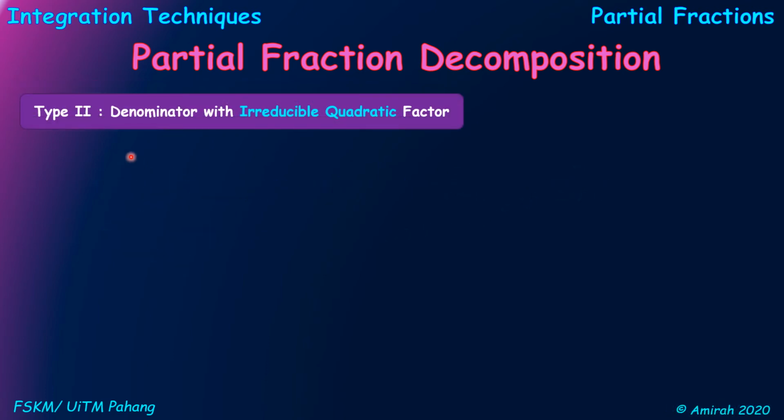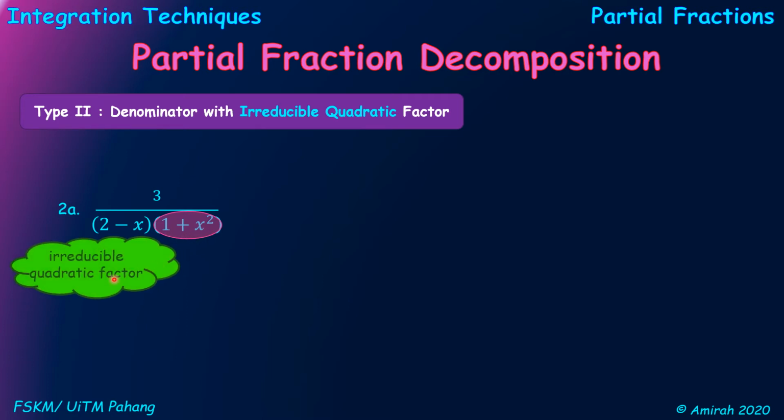Alright, now we continue with type 2: denominator with irreducible quadratic factor. Irreducible quadratic factor means the quadratic function cannot factorize. Okay, now we look at 2a. We have the fraction 3 over (2 minus x) times (1 plus x squared). From the factor 1 plus x squared here, this is an irreducible quadratic factor.